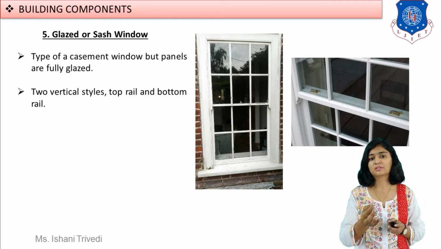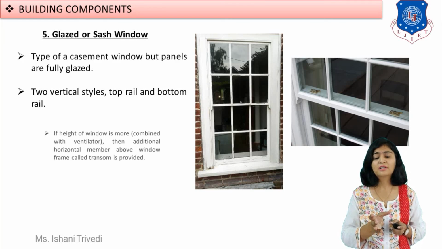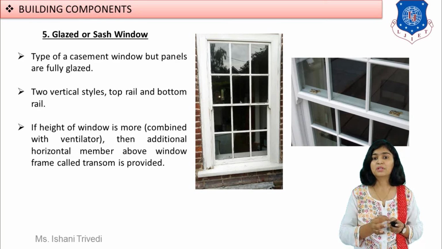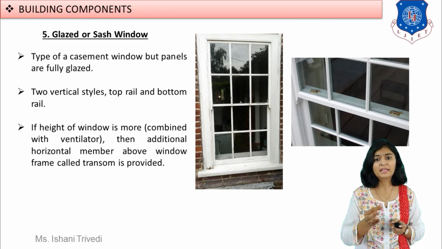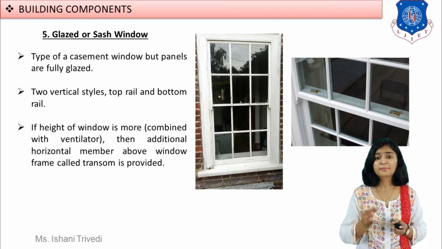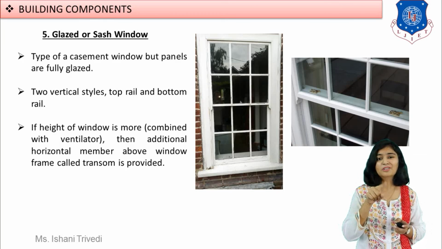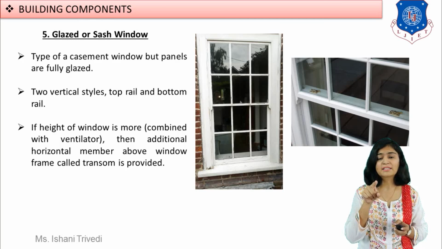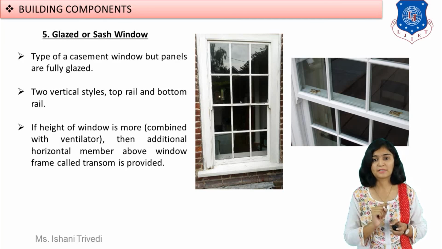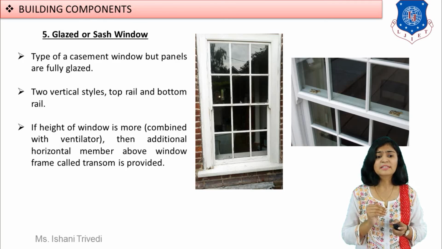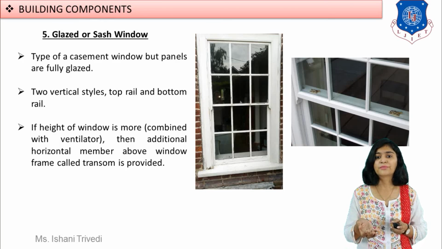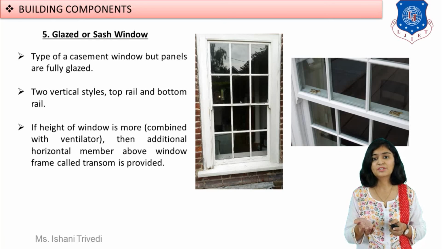Because the name itself is glazed window, it will not be partly panelled, but fully glazed. Now the glasses will be held with the help of rebate bars. Can you see the squares over here? Those are made of metal or steel. Those are the rebate bars, and the glasses will be held with the help of those bars, which will be known as sash bars. So what does it say? If the height of the window is more, then an additional horizontal member can be provided. This makes your glazed and sash window.